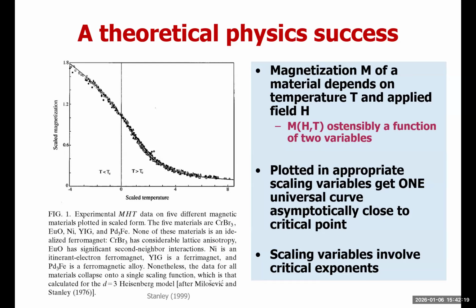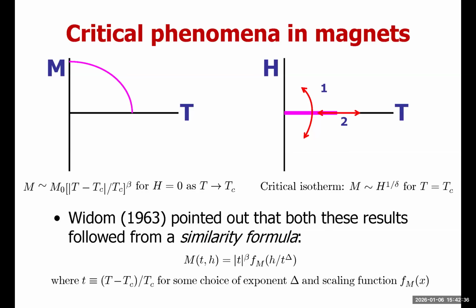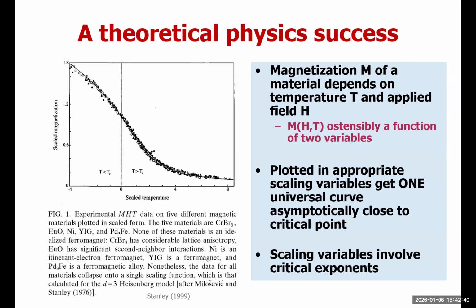This is the magnetization of a material, depends on temperature, and it depends on external field. It's ostensibly a function of two variables. But look, here I'm plotting the magnetization against temperature, scaled in the way that this equation on the previous slide tells you to do. It tells you to plot the data in a certain way. So you do that, and all the data collapse. What is all the data? These are data from 5 different magnetic materials, completely different materials. But when I plot them in the right way, they all fall onto one universal curve.